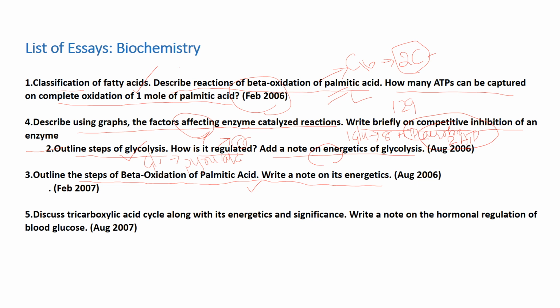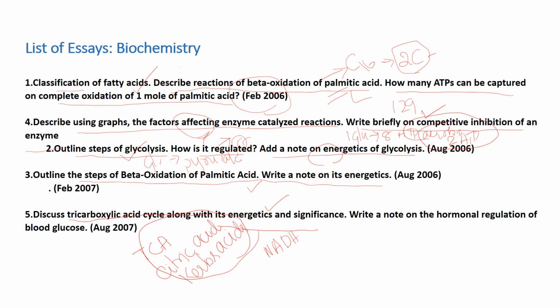And competitive inhibition means, out of three inhibitions, you have to write only competitive inhibition. That is the one required for this question. And coming to the sixth question, you can see the tricarboxylic acid cycle. The tricarboxylic acid cycle is nothing but the TCA cycle, or citric acid cycle, or we call it the Krebs cycle. All are the same. So you have to write what the TCA cycle is, and write the energetics and its significance.